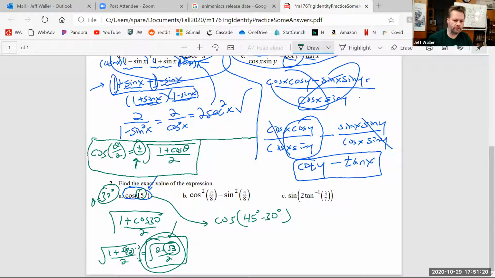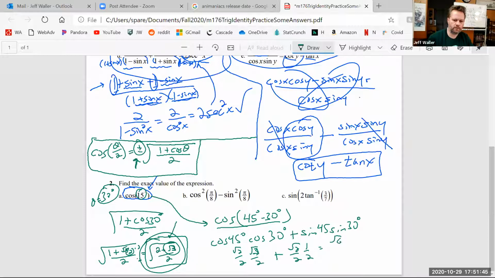So now if you do it this way, you just got to remember the cosine. Cosine's a little tricky. There's a minus, so then I'm going to make this a plus, and then sine gets a turn. Real quick, let's just do this. This is all stuff you should know. Square root of 2 over 2 times square root of 3 over 2, plus square root of 2 over 2 times 1/2. Is that cool? Become a 3. So we got square root of 6 plus square root of 2 over 4.